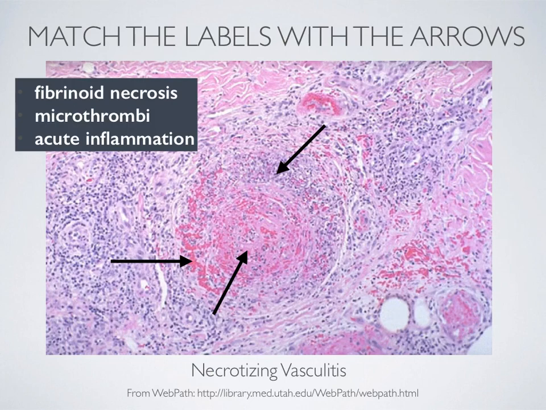So here's an example of vasculitis. Vasculitis is often associated with immune complexes. And you've seen this picture before. So take a minute to think about which arrow matches up with which finding on this histology image. You can talk to each other.